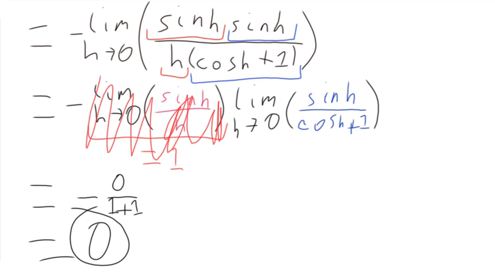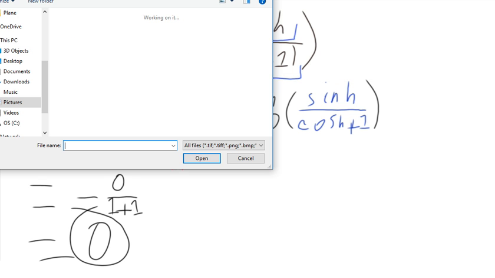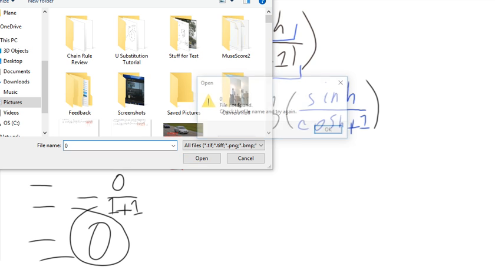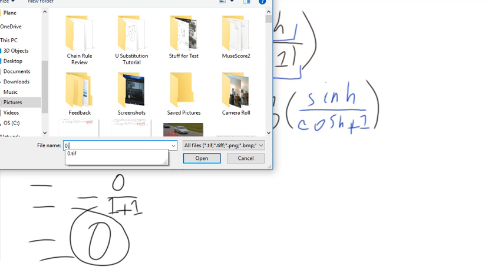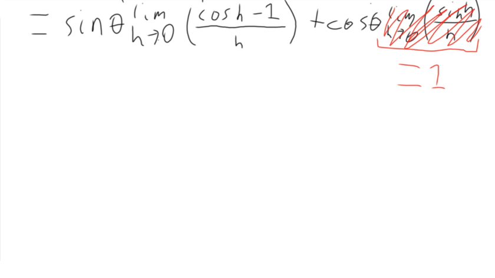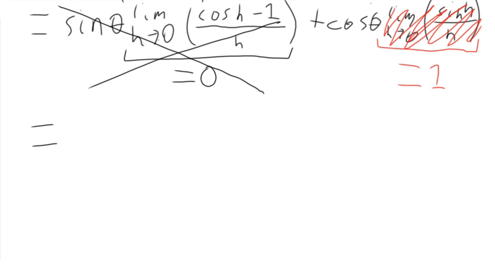So now I'm going to go back to the other slide. So we just figured out that this limit is equal to 0. So multiplying by 0 means this whole term gets knocked out. So all we have left is this little guy right here, cosine of theta. And that is the derivative of sine of theta.